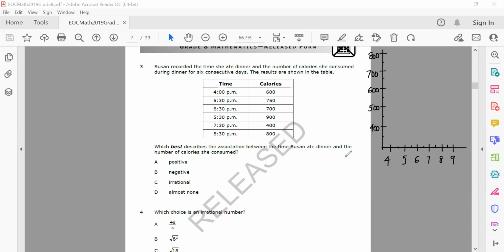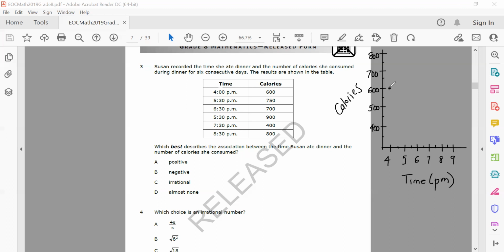All right, I have constructed a graph to the right here to help us plot the points in the table so we can visualize the data. At 4 p.m., she consumed 600 calories. So I go to 4 on the x-axis for 4 p.m. I'll make this time p.m. And then the y-axis is calories. At 4 p.m., she consumed 600 calories.